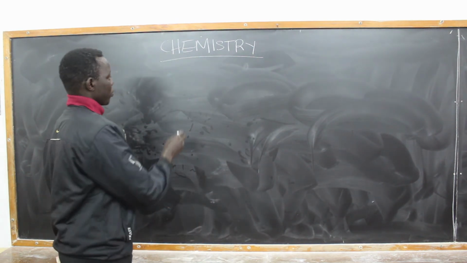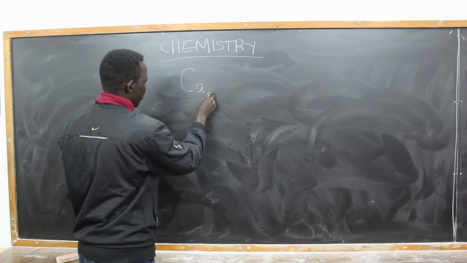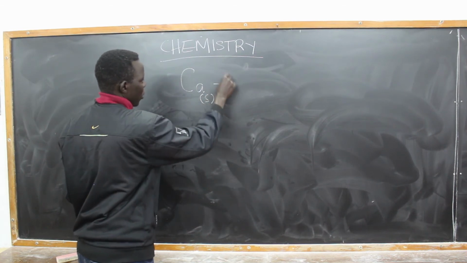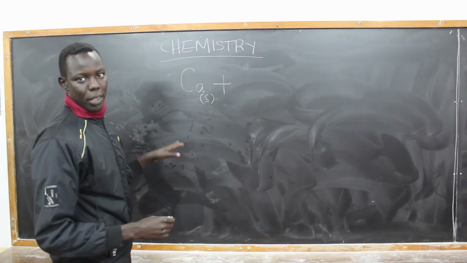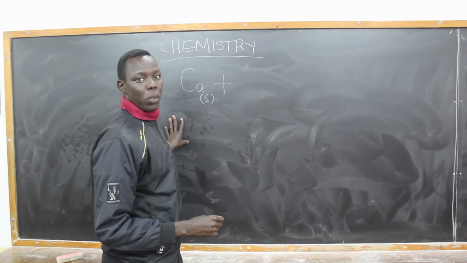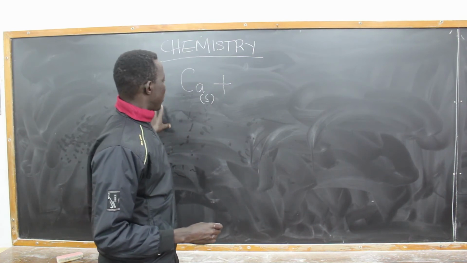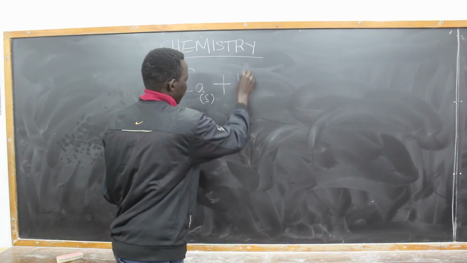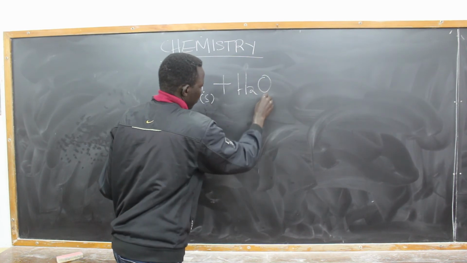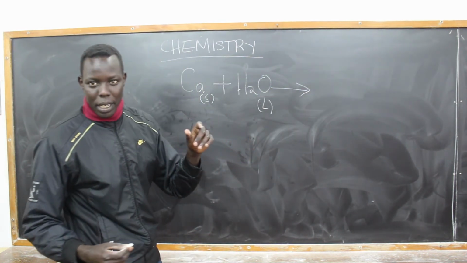A metal. I don't know why I love calcium. And because I love calcium, look for your metal that your brain loves, plus water. It gives us calcium hydroxide plus hydrogen gas.